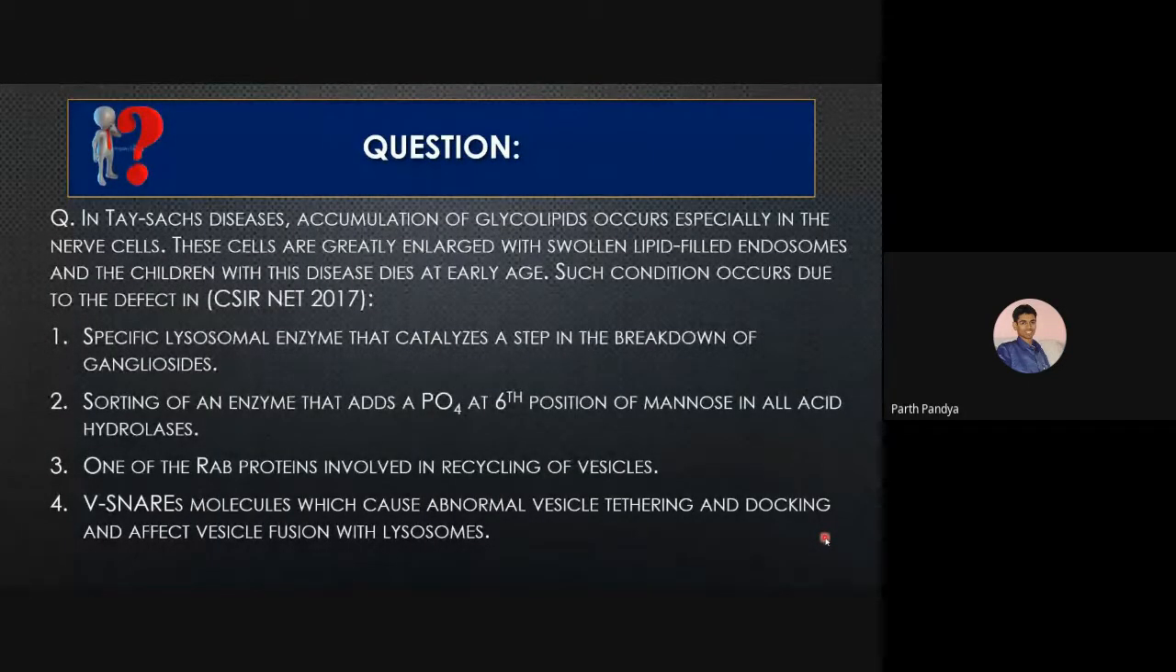Yeah, so coming to the question, in Tay-Sachs disease, accumulation of glycolipids occurs especially in the nerve cells. These cells are greatly enlarged with swollen lipid-filled endosomes, and the children with this disease die at an early age. Such conditions occur due to a defect in, again, I said Tay-Sachs disease is a storage disease. So with respect to that, yes? Option A. Yes, why do you think it is A? Because it is being caused because of the storage issue of the gangliosides. Yeah, exactly.